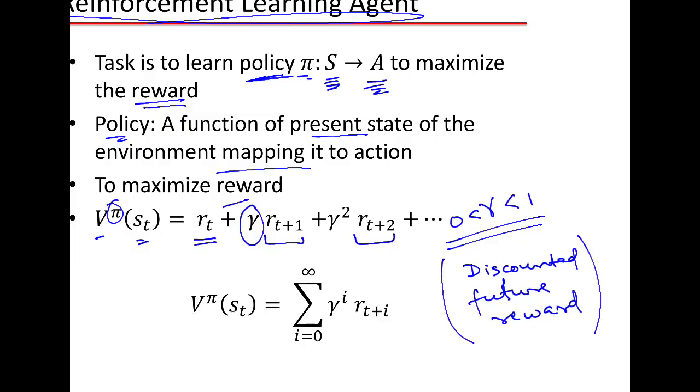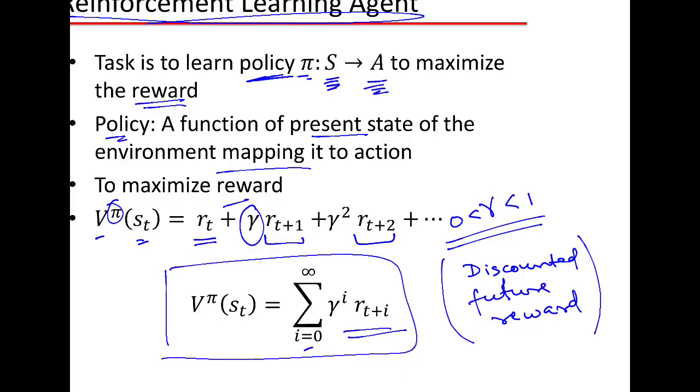So if gamma is 0.9, I give full weightage to the current reward, then it is 0.9 times the reward at the next step, and then 0.9 squared times the reward at the step after, and so on. So V pi of s_t is the summation, i going from 0 to infinity, of gamma to the power i times the reward at step t plus i.